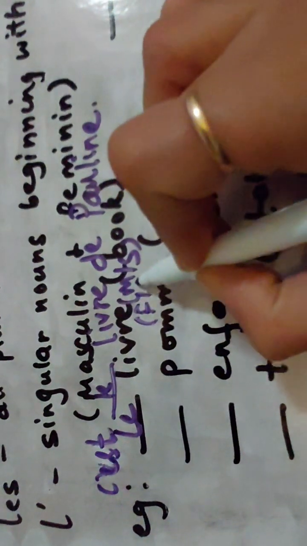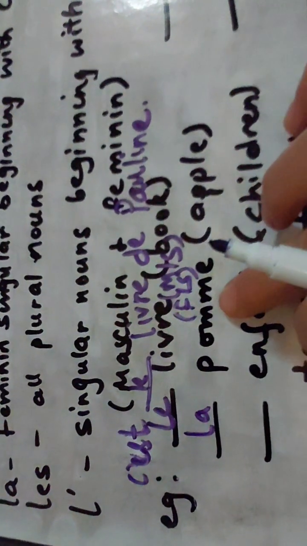Now, similarly, if I have to say this is the apple of Nicola. Since pomme is a feminine and singular noun, we write la before it, right? It's a feminine singular noun and it's beginning with P, which is a consonant. So la is used for all feminine singular nouns beginning with a consonant. So it's going to be c'est la pomme de Nicolas.